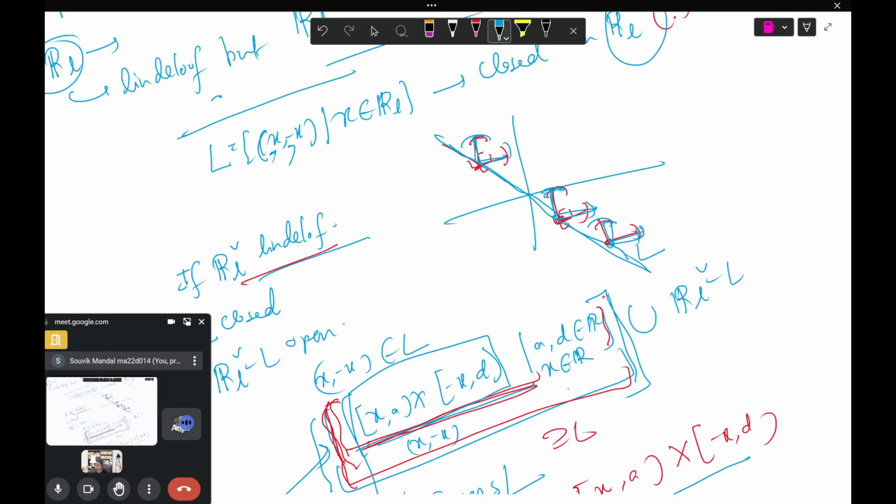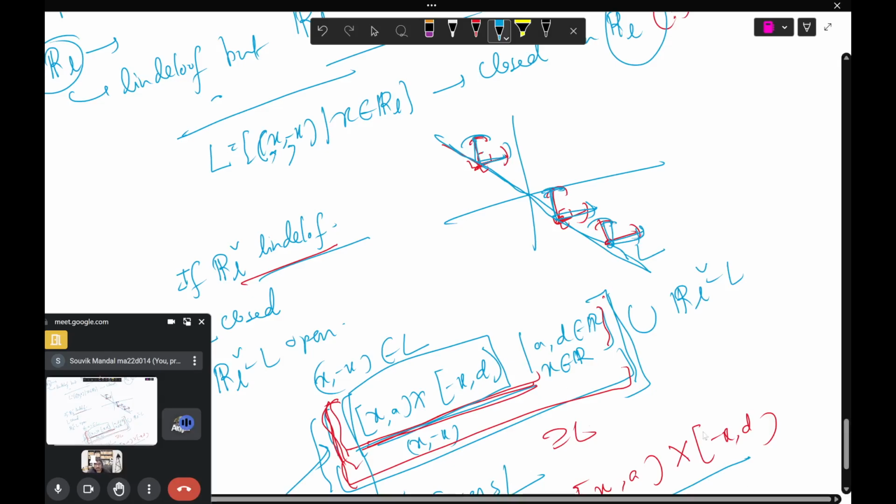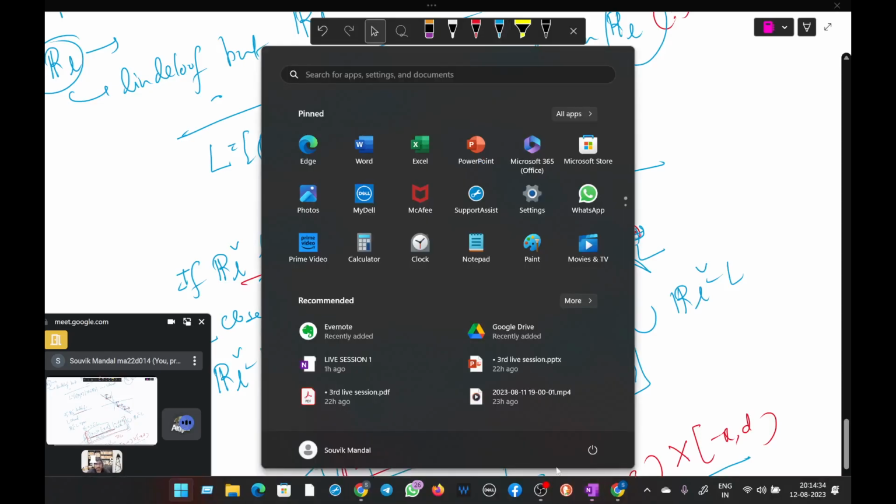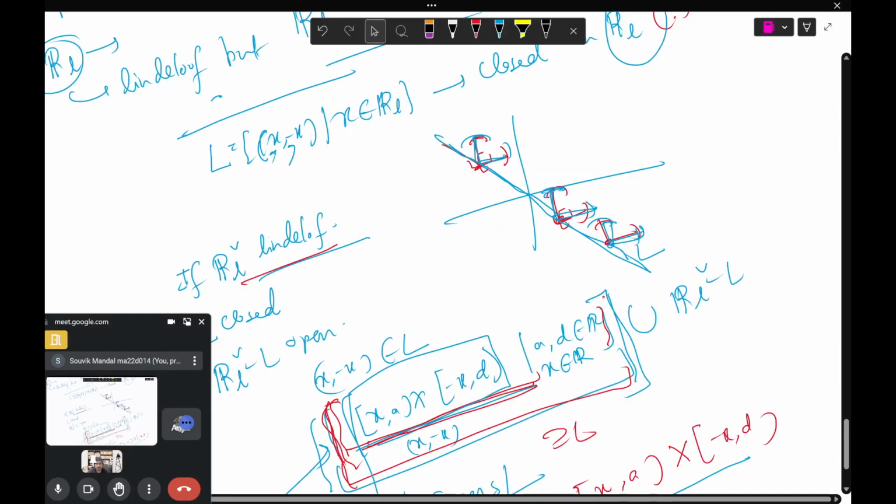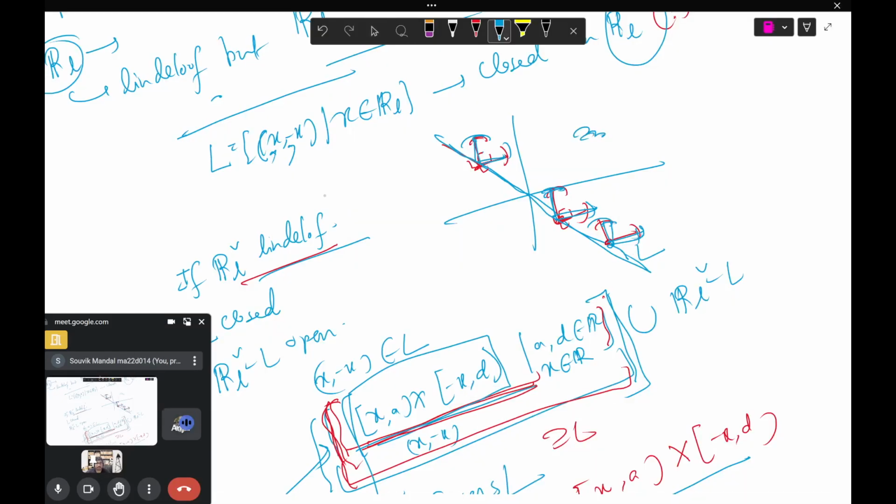Yes, sir. Basically, we are saying that the intersection of the points on the line. Can you please repeat? Sir, the contradiction that we have is only that the intersection of the point.